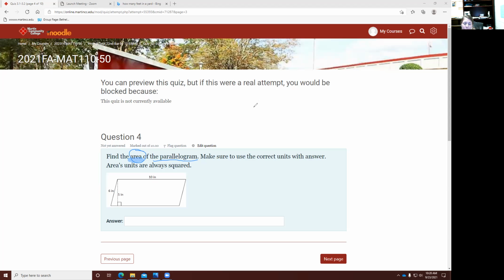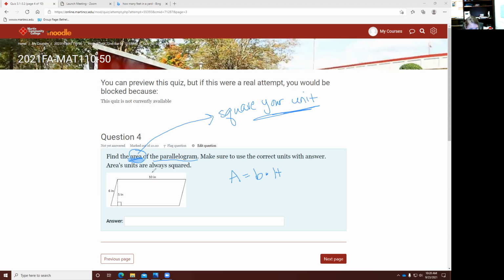For this quiz, I also did not mark off the problem if you did not square the unit. Remember, if it asks for area, you should always square your unit. So some of you guys technically got the answer wrong because you did not square your unit. Now, the area of a parallelogram is your base times height.